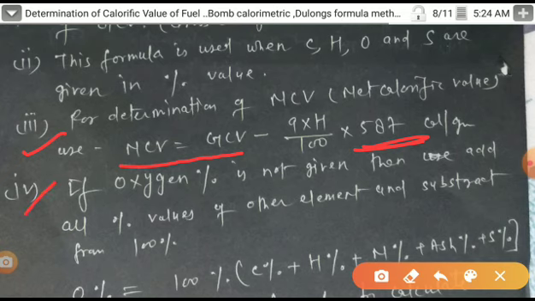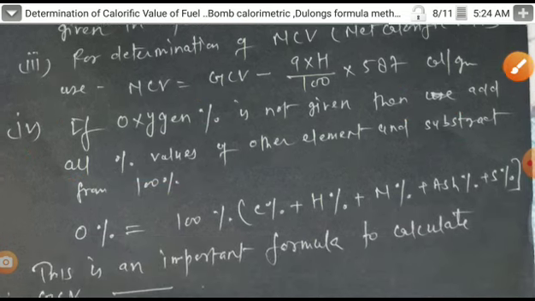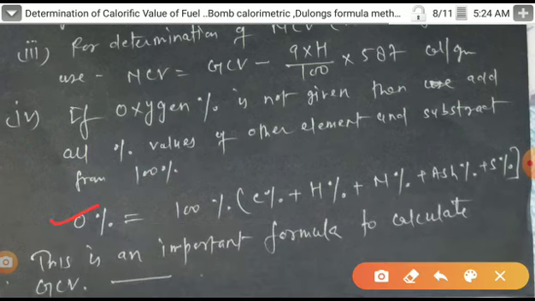And the fourth information it provides: if oxygen percentage is not given, which is often not given in the numerical part, most of the numerical you will face here. If the oxygen percentage is not given, then add all percentage values of the other elements and subtract from 100%. That is, if oxygen percentage value is not given, you have to add all percentage values which are given in the numerical and then subtract from 100%.